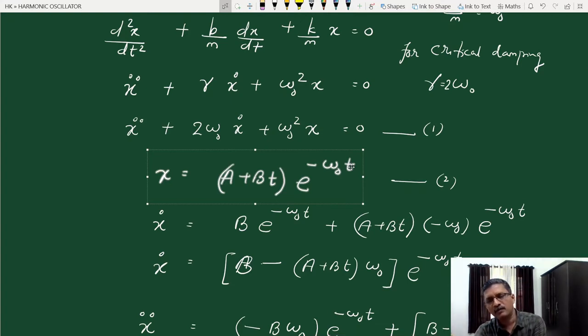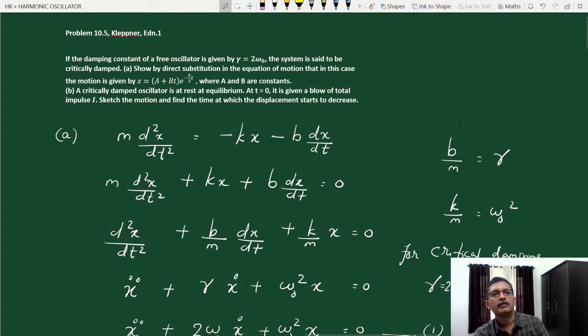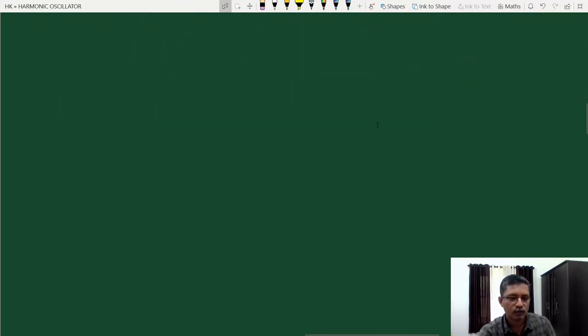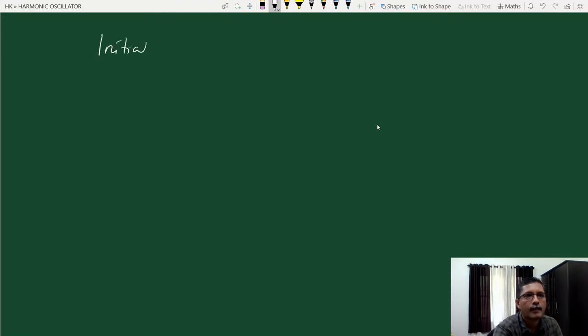So there is some point where the displacement becomes maximum. We have to calculate that time also. First, since two initial conditions are given, from the expression for displacement we can evaluate these two constants a and b. So let us do that first. The given data, initial conditions. The first one is at t equal to 0, x equal to 0.